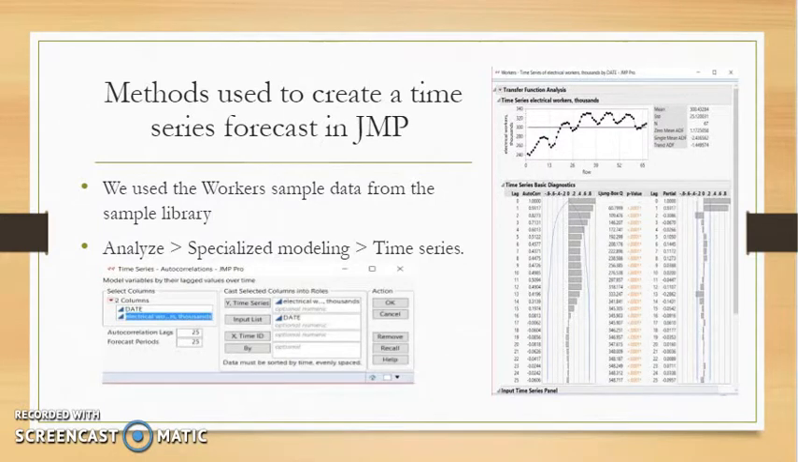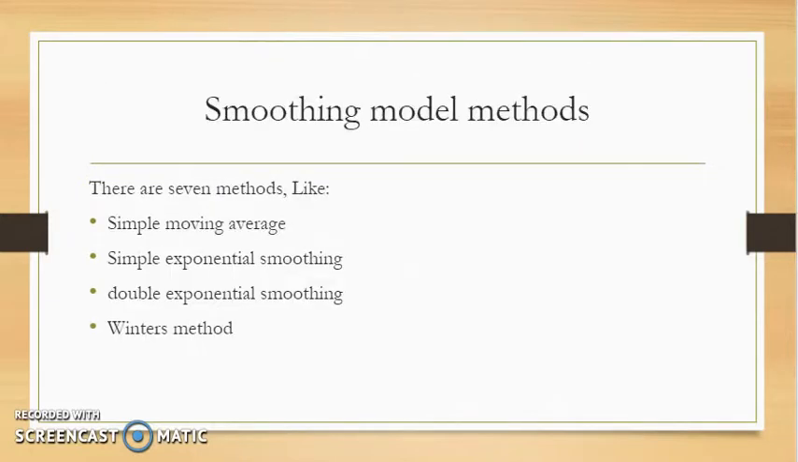We assigned the electrical workers to the y-axis, or the time series, and we assigned the date as the input list. Time series will produce the transfer function analysis and the time series basic diagnostics. But if we want to request a smoothing model, we choose one of the many different smoothing models from the list. And there are 7 smoothing model methods. A few of these methods are simple moving average, simple exponential smoothing, double exponential smoothing, or Winters method.